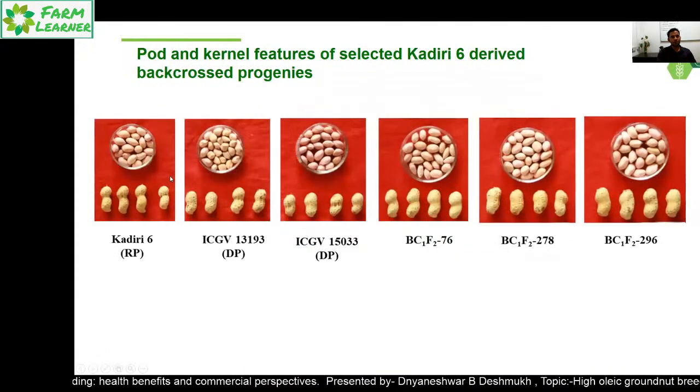And if you look at the kernel features and pod features of the groundnut, this is the popular cultivar Kadiri-6, which we wanted to improve for late leaf spot and rust. If you look at the donor parents, they are not much preferable for pod feature and kernel feature. But if you look at the lines, you can see here, they are as good as Kadiri-6 in terms of kernel and pod features.